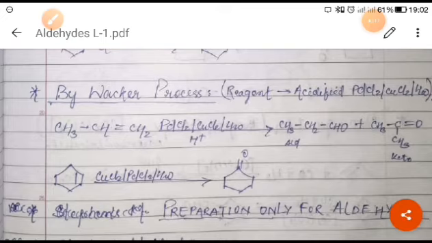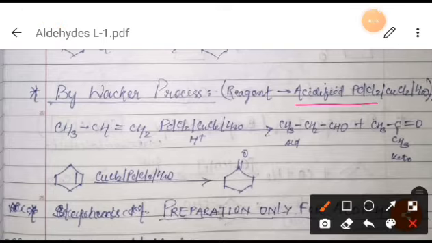Wacker process. So here, what is the reagent? What is the main reagent we are using in this reaction? So the reagent is, as you can see, acidified PdCl2. Okay, and after that, as you can see, acidified PdCl2, CuCl2 and H2O. These are the reagents which we are using here. So what will happen here? It will form aldehyde as well as ketone, right?